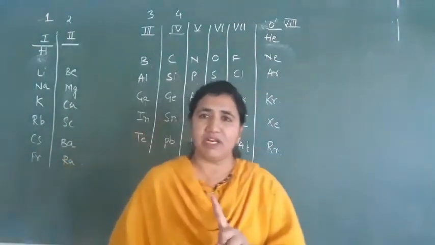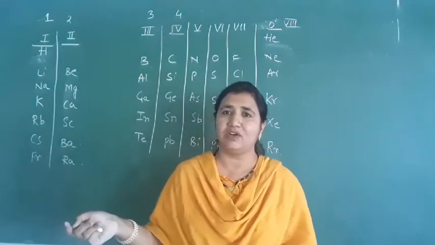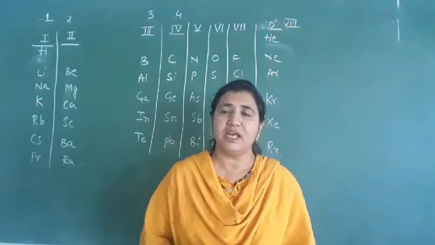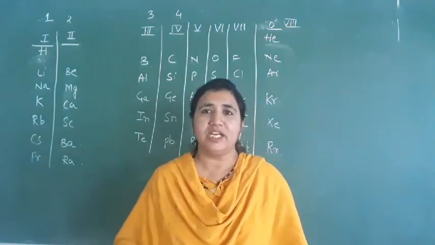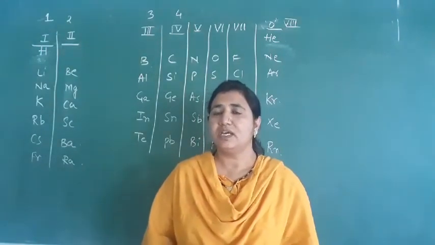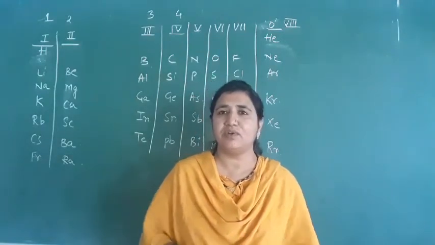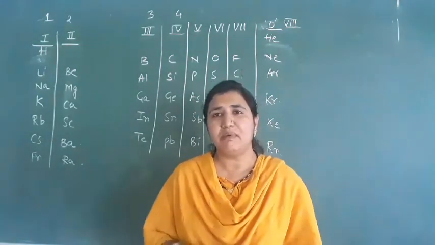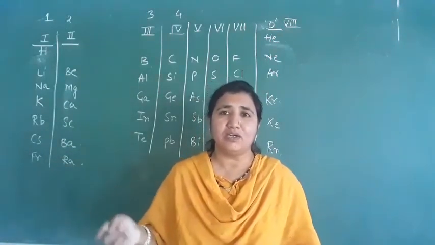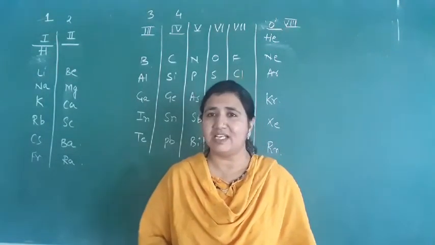First, remember this: first group elements have valency 1, because they have one electron in their outermost shell. They will donate that electron and take part in chemical reactions. Valency means the number of electrons donated or accepted by the element. Many definitions are there for valency, but we are not going into detail. Remember that the electrons in the outermost shell take part in chemical reactions. Those are called valence electrons.